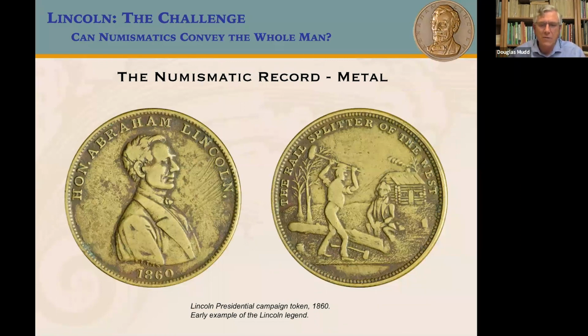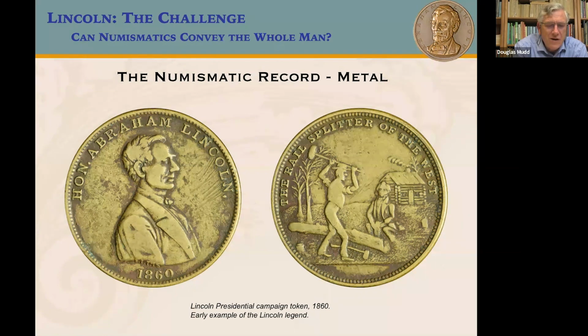So moving on, we have some of the early tokens that were issued. We have the Lincoln Presidential Campaign Token of 1860. This is an early example of the Lincoln legend where he's using his past to create an image that's appealing to his electorate. So you have Lincoln as he appeared in most of 1860 without his beard. So the portrait is somewhat unfamiliar.